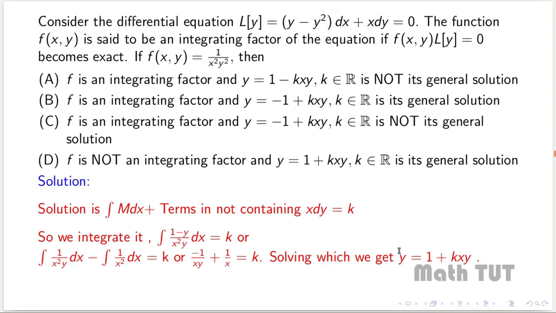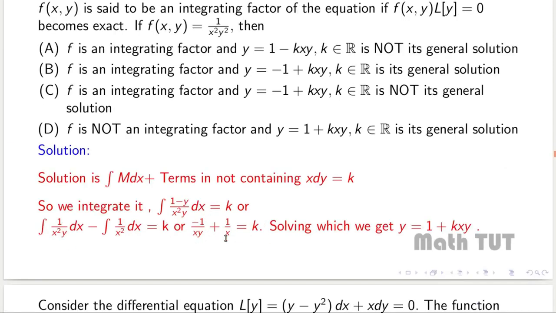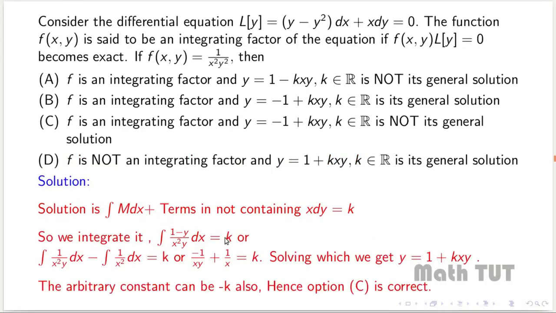And you should also notice that k could be negative, so 1 minus kxy is also a solution. Here we have taken the constant as an arbitrary constant k, it could be minus k also. So if you look into the options, y equal to 1 minus kxy is a solution, but here it is given that y equal to 1 minus kxy is not a solution, so this option is not true. Here we have minus 1 plus kxy, but that is not correct. We have 1 plus kxy, so B is false.